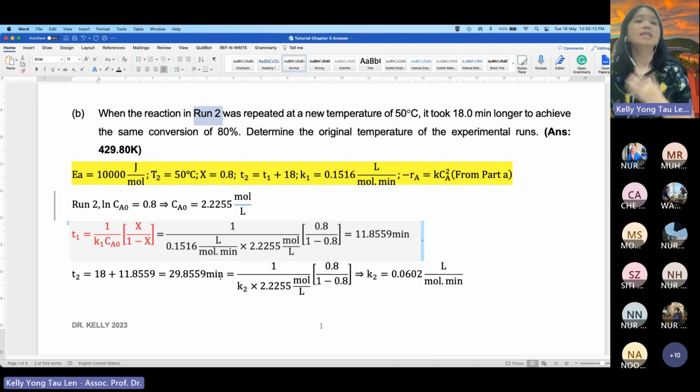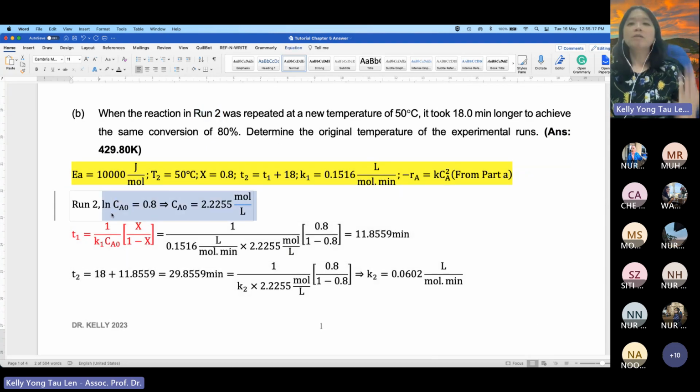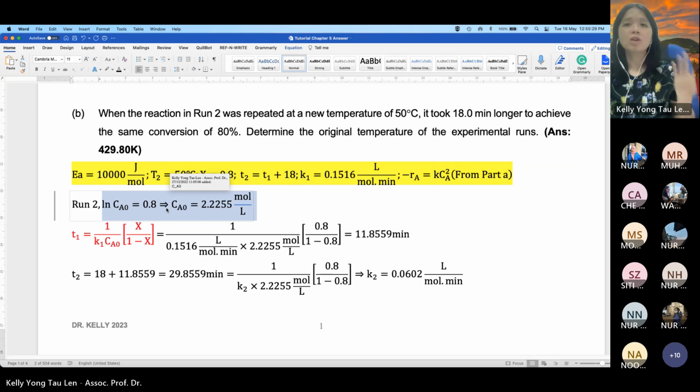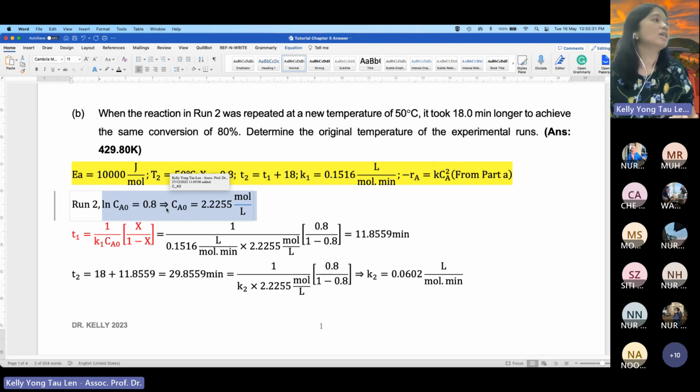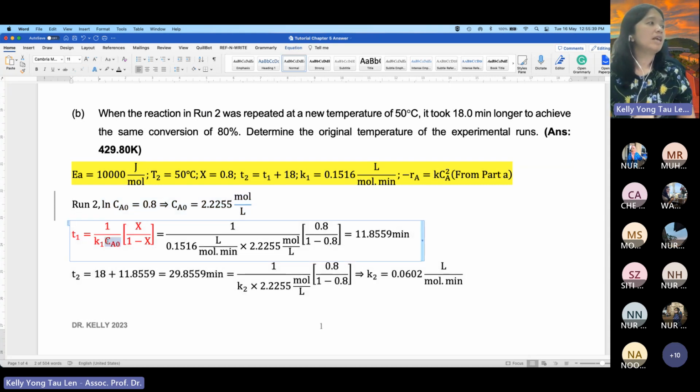But you want to find CA0, right? So you have to know lah kalau ln CA0 sama dengan 0.8. So CA0 equals to exponential 0.8. Okay, so you have to find yourself time to calculate by yourself. Okay, but you will get the CA0 as 2.2255 mole per liter. So that's your CA0. You can replace your CA0 inside.